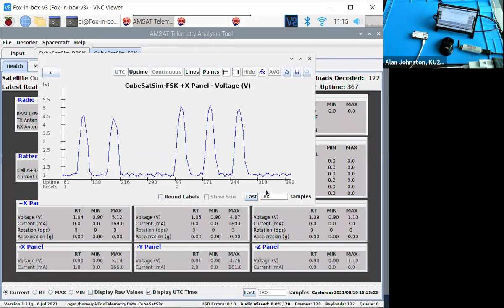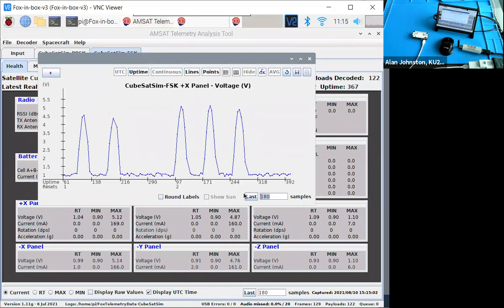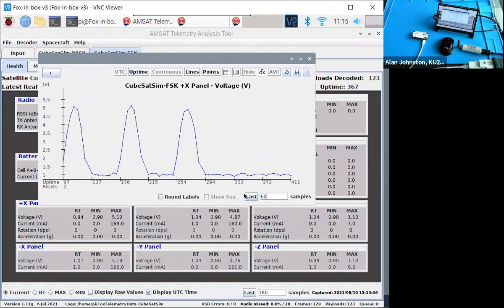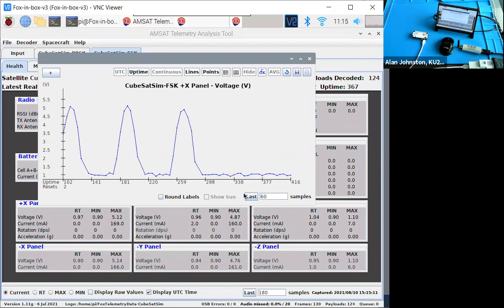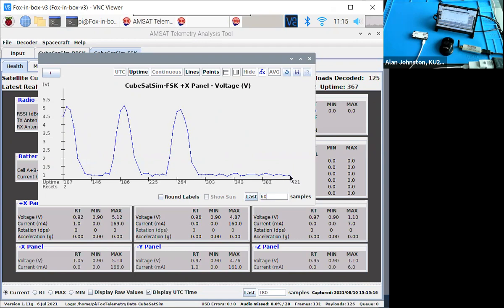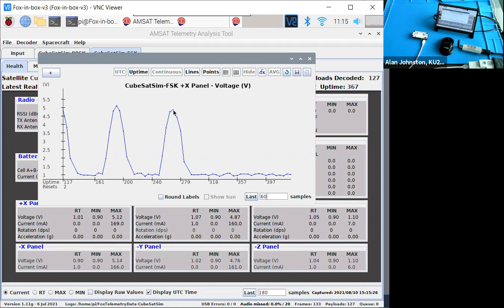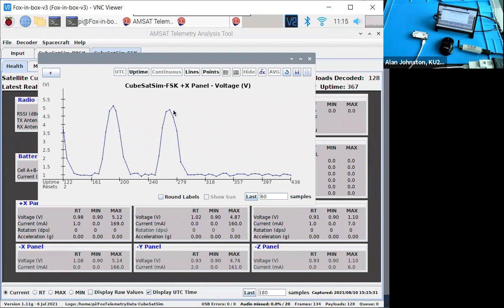So let's double click on it here, and let's also look at the last 60 or so here. So this is where we are now. We're reading about 1 volt. But if we go back in time, right? If we go back about a couple of minutes here, you see that there were peaks of this voltage at about 5 volts. Now these are 5.5 volt simulated solar panels. So we would expect when it's fully illuminated to get a voltage of close to 5 volts.